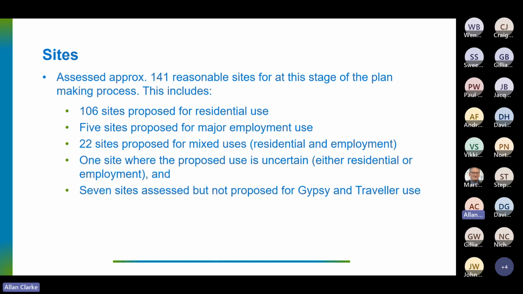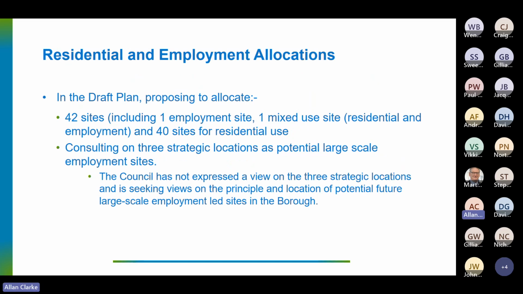As we noted, we've assessed approximately 141 sites in the plan making process, and the slide there just outlines how that's been split. In the draft plan, we're proposing to allocate 42 sites, and then we're also consulting on 3 strategic locations, as we previously noted, and the council hasn't expressed a view on those, but is seeking a view on the principle and location of those informed by our evidence base.